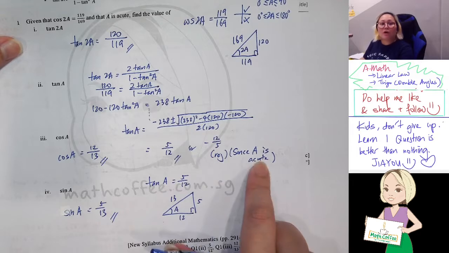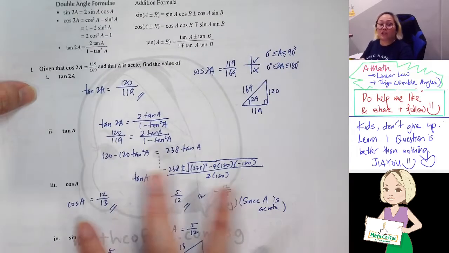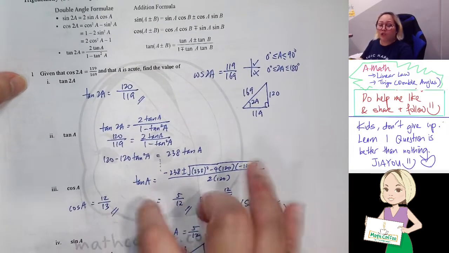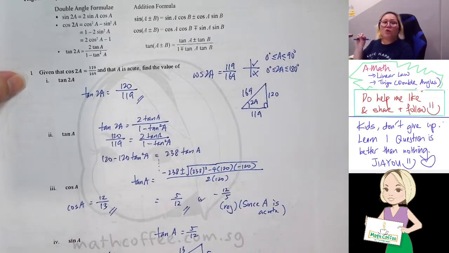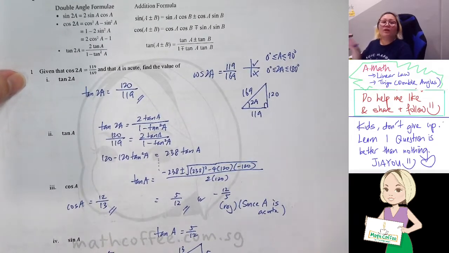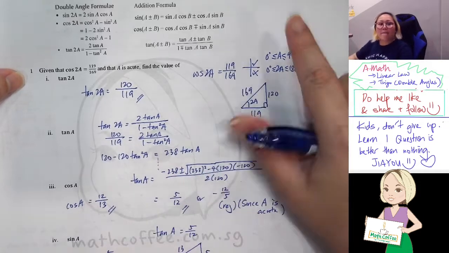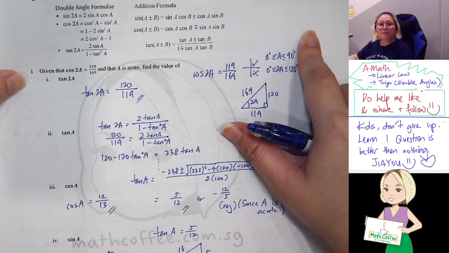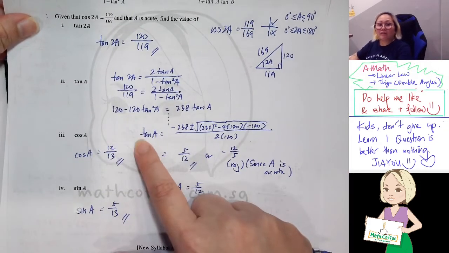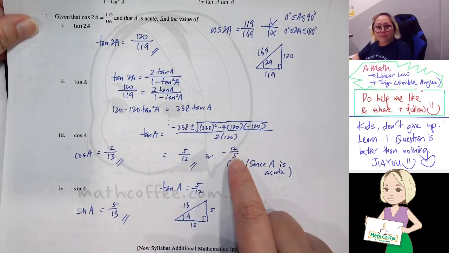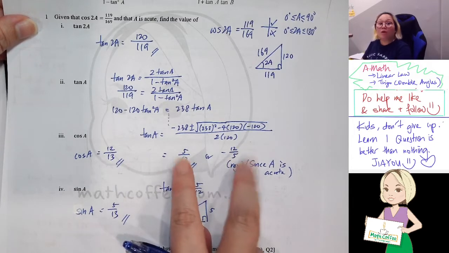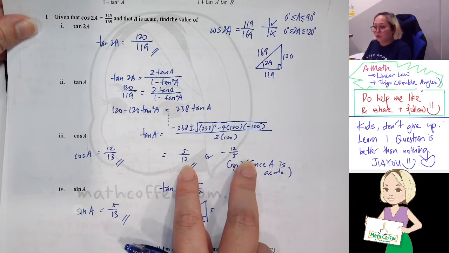Every time with this kind of question, you need to be very clear which quadrant your angle is in. Then you would know whether you want it to be positive or negative. For this case, my A is in the first quadrant, so tangent A definitely must be positive. So when I get two answers, I will automatically reject the negative, unless they come out as two positive values, then I will accept both. Understand?